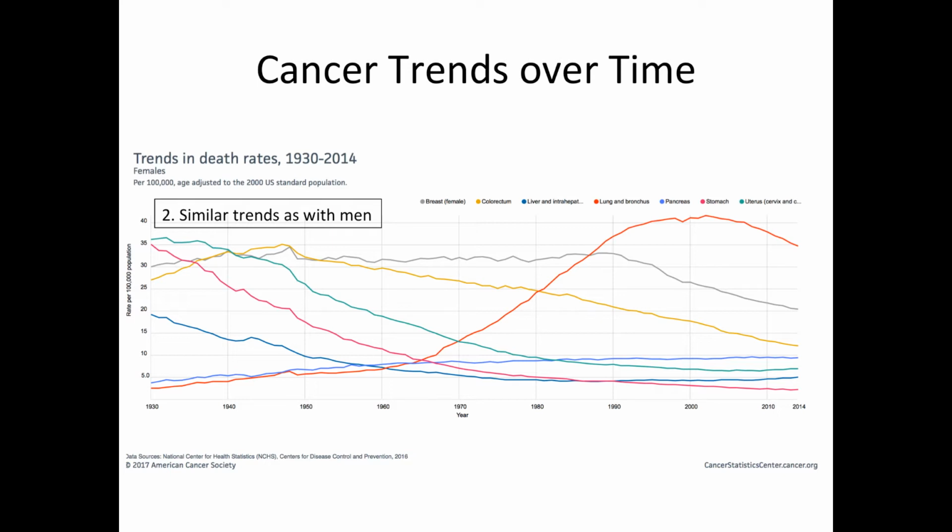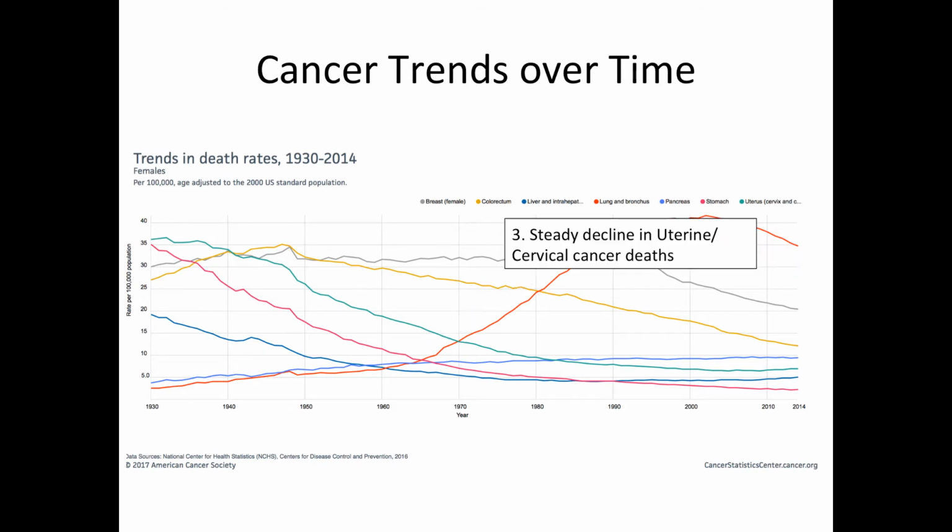We also see similar trends as we saw with men. You see this big increase in smoking-related deaths, like lung cancer, in females. This increase starts a little bit later than what we saw with men. And we also see that the decline in death rates from smoking cessation happens a little bit later with females than it did with men.